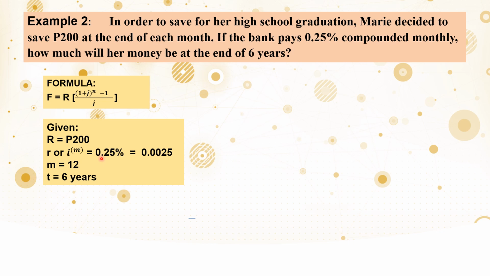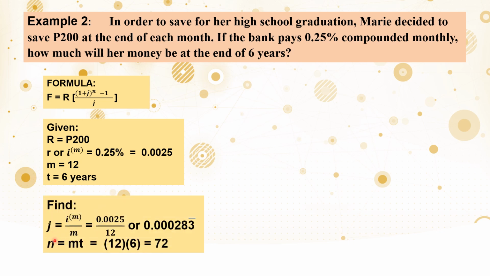So from this point, we have 1, 2. So we have 0.0025. Since it is compounded monthly, our M is 12. And our time or term is 6 years. So in the formula, we have J and N. So we need to find first the value of J and N.